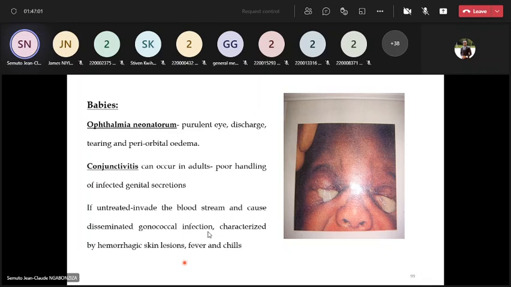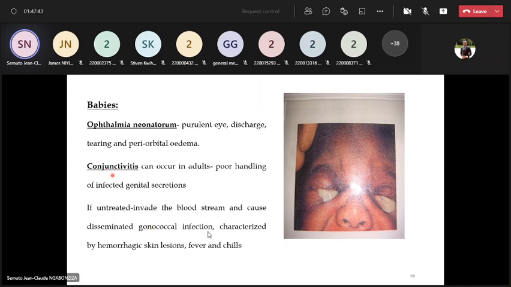For babies, there are two important conditions: ophthalmia neonatorum, the purulent eyes, with discharge, tearing, and orbital edema, and this is mostly caused during the birth. The children, a few days after birth, the infection just comes from the mother and can be as damaging as this.